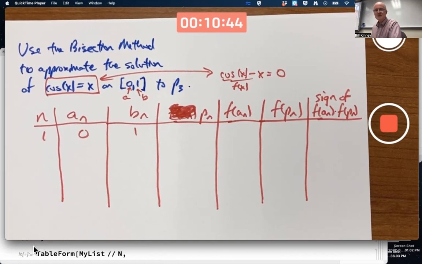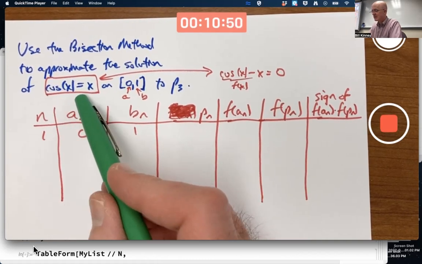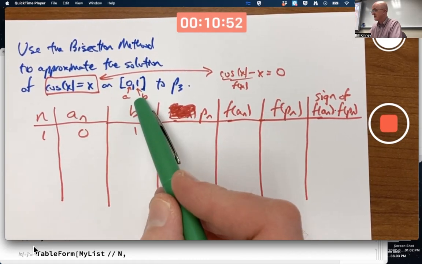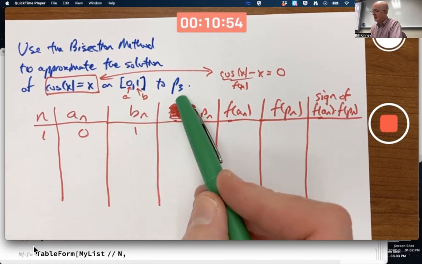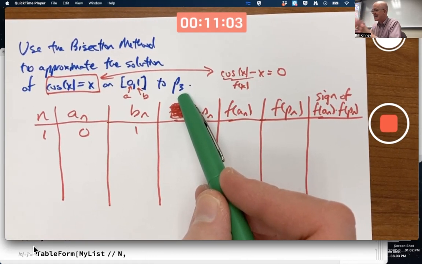So the goal here is to use the bisection method to approximate the solution. There is a unique solution of this equation, cosine of x equals x, and it is in the interval from 0 to 1. To P3, meaning the third approximation based on the bisection method, is how far we're trying to go. We're not trying to say what we want to guarantee the error is less than.